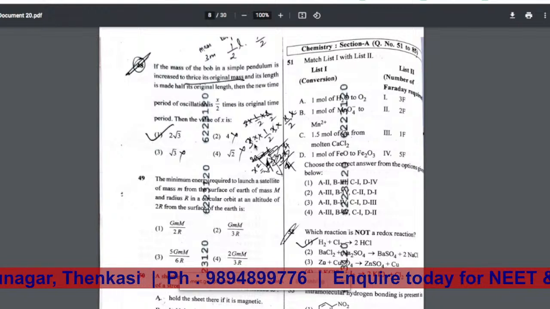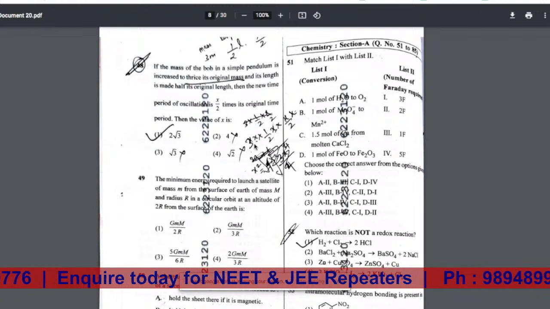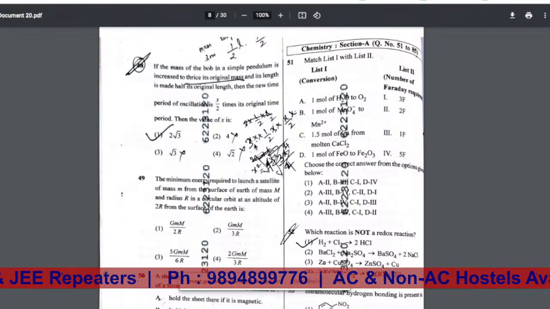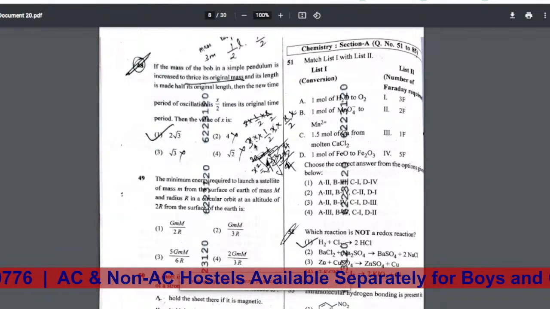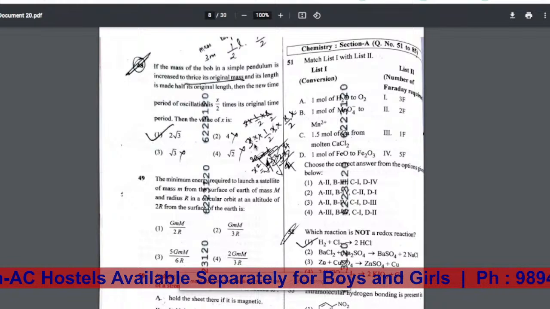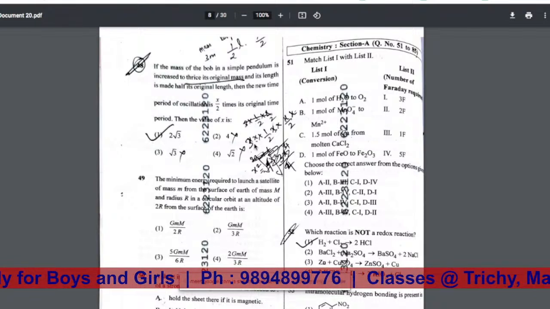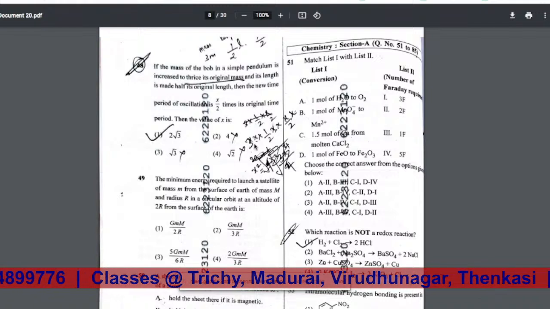Now 1 mole of MnO4 negative to Mn2 positive. The oxidation state of manganese in MnO4 negative is +7, and it has changed to +2, means 5 electrons change, 5 mole electrons. 1 mole electron means 1 Faraday, 5 mole electrons means 5 Faraday. So B part is matching with column second, fourth part.